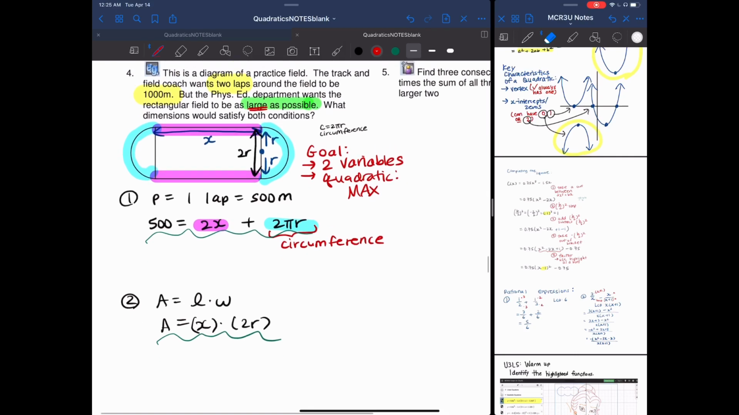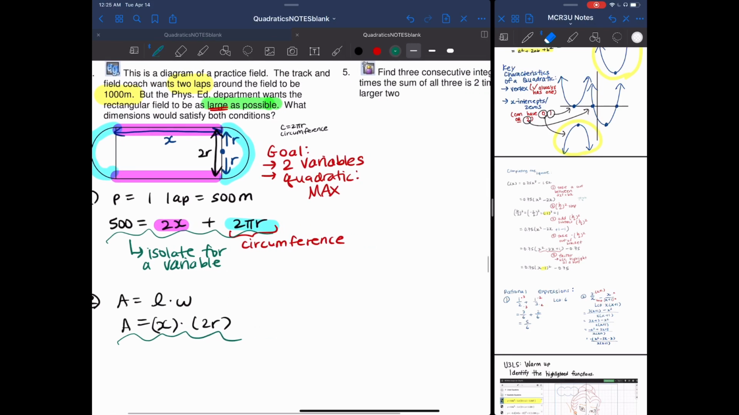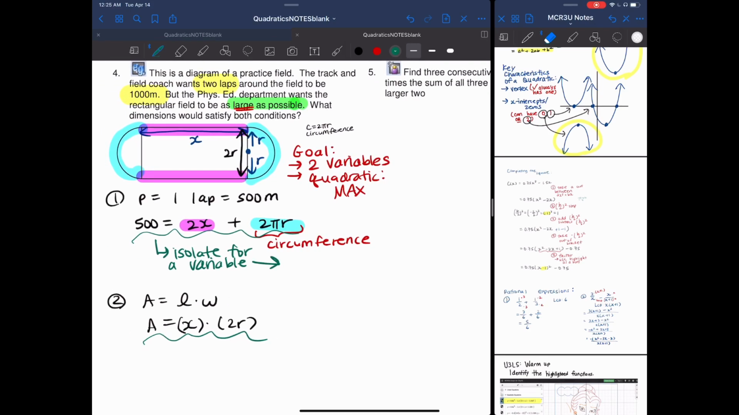All right. So what I'm going to do is try to isolate a variable here. I'm going to try to get a variable by itself so that maybe I can plug it into the other equation and have a simpler equation to work from. It looks like x is simpler to solve for because all I have to do is move something around and then divide by 2. So I'm going to go ahead and do that.